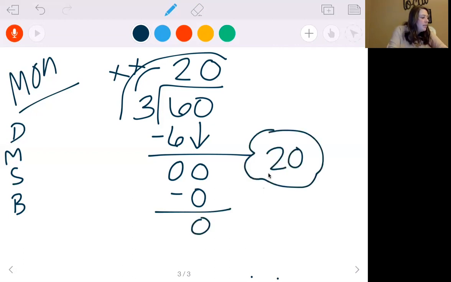Let me look and see, because the ones they keep giving you are ones that are no remainder. I'd like to give you one with a remainder. All right, let's try another one.